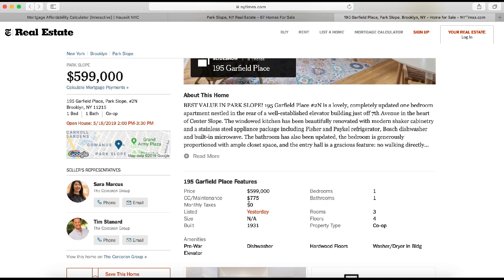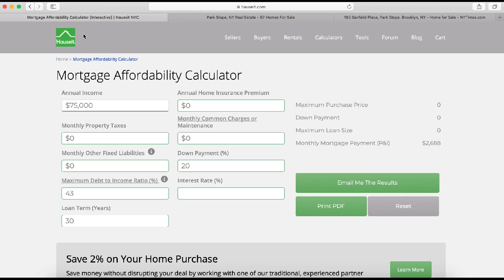Essentially, it's called your maintenance, and it does include your share of the building's costs of upkeep as well as your share of the property taxes for the corporation that are being paid on your behalf by the building itself. So if we take the $775 and we go back into the calculator, we can put that here in monthly common charges or maintenance.